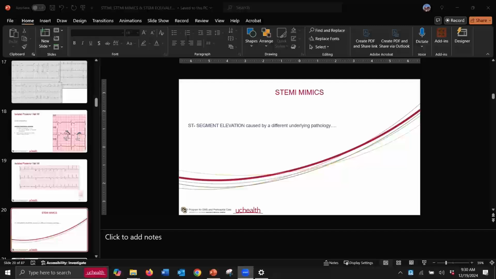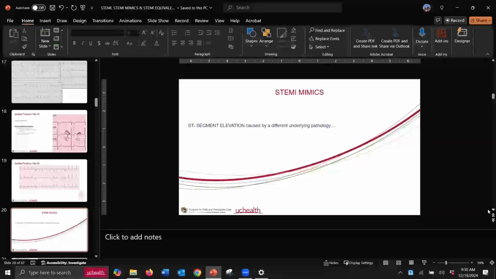Cool. All right. So STEMI mimics are ST segment elevation caused by different underlying pathology. How do you know? Chicken or egg? Does it matter? Well, as we'll see, some of these are even bigger oh my gods, right? So we're alerting because they meet STEMI criteria, but they're not STEMIs. They are stuff that's as bad, if not worse.